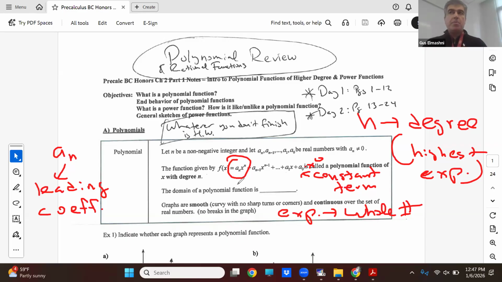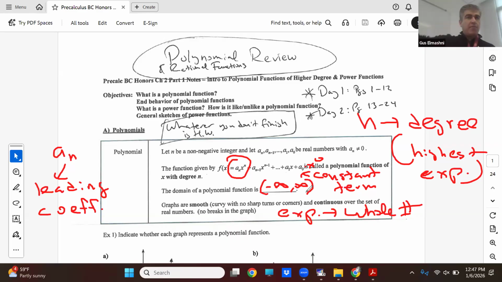The domain should be pretty obvious. What's the domain going to be here? All real numbers. Yep, there's no breaks in this graph. All real numbers. The range may not be, though. It depends on the end behavior. It also depends on high-low points, which is where the calculus comes into play.